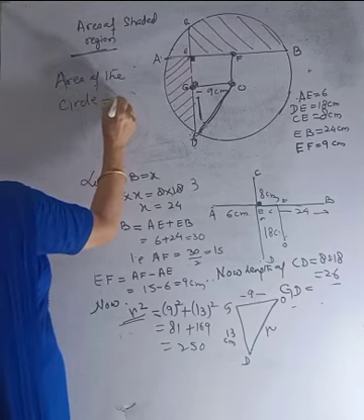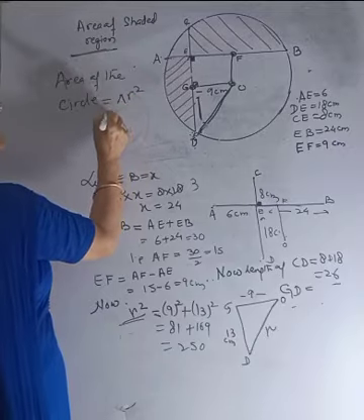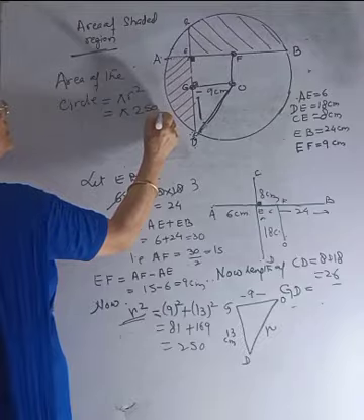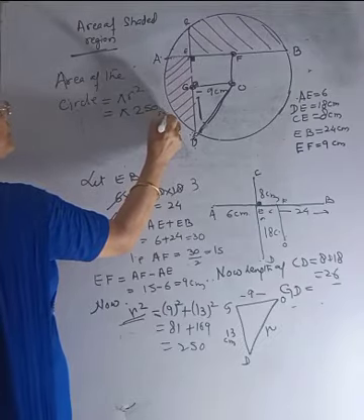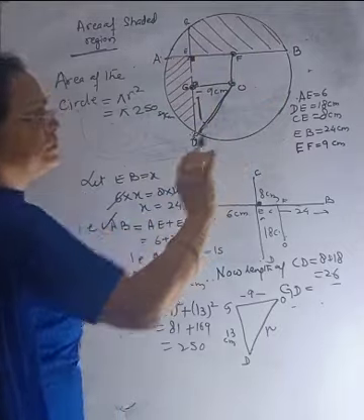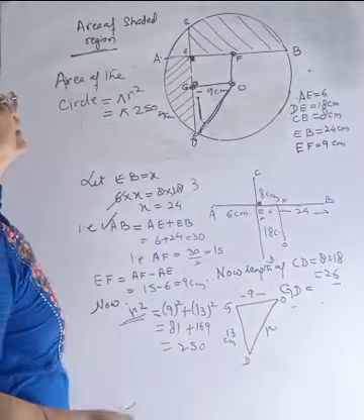Area of the circle will be pi r square. Pi into r square, that is pi times 250 square unit, square cm. This will be the area of the whole circle. Okay, अब आगे क्या करना है? What we have to do?